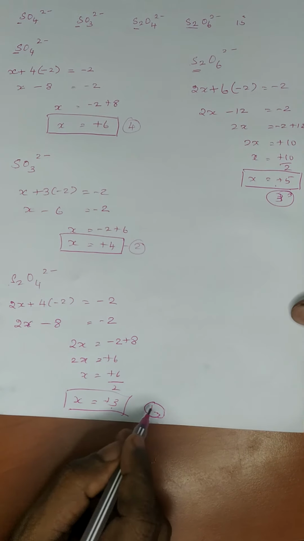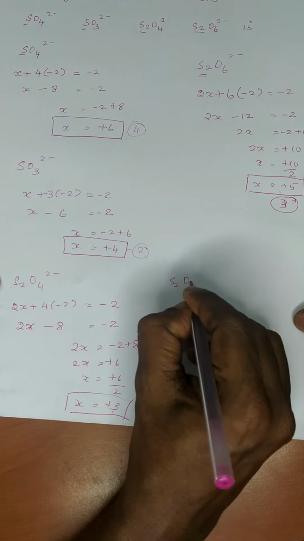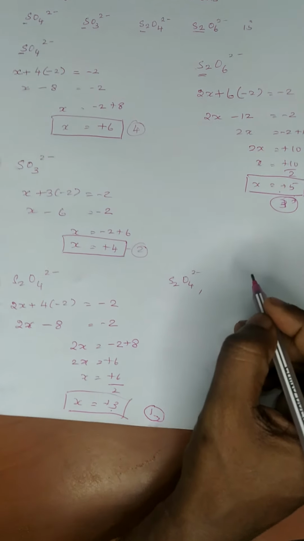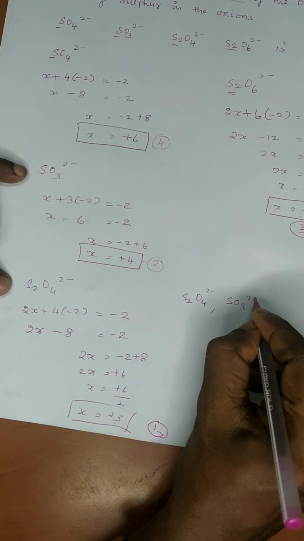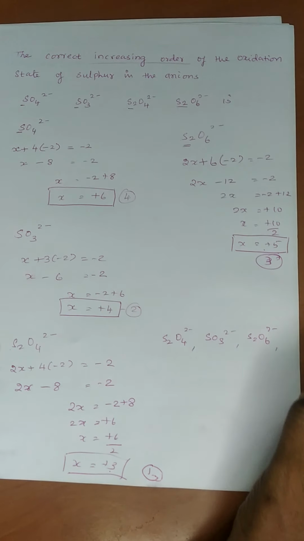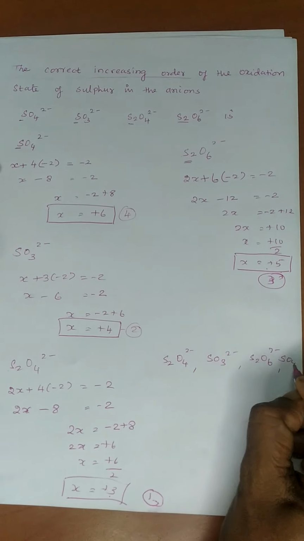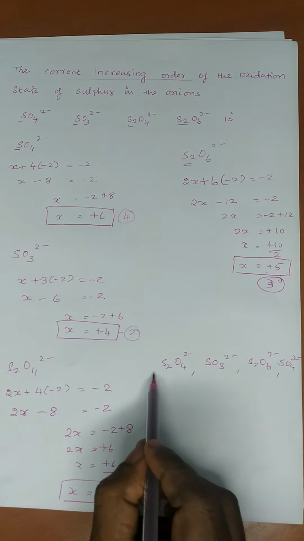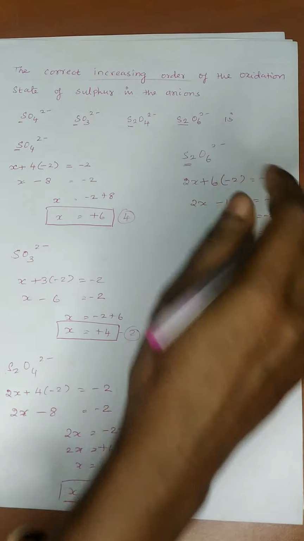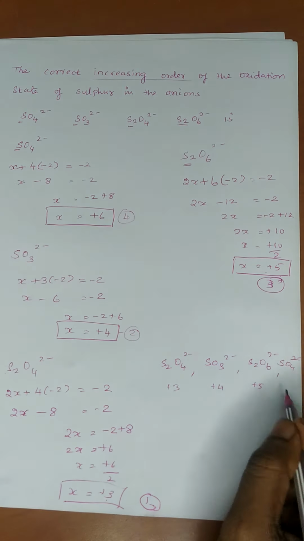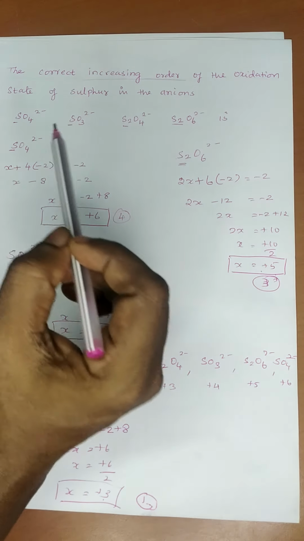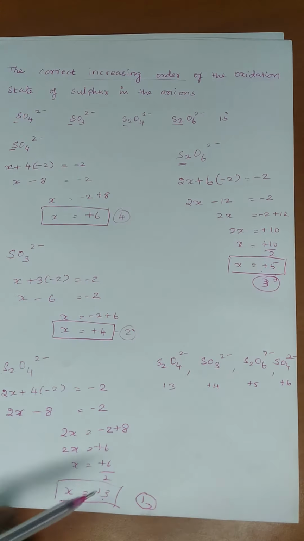So the arrangement is: first one, S2O4 2 minus. The next radical is SO3 2 minus. The next one is S2O6 2 minus. The next one is SO4 2 minus. Here the oxidation number of sulfur in S2O4 2 minus is plus 3. SO3 2 minus is plus 4. S2O6 2 minus is plus 5. SO4 2 minus, the oxidation number of sulfur is plus 6. And this is the increasing order of oxidation state of sulfur in all the 4 anions.